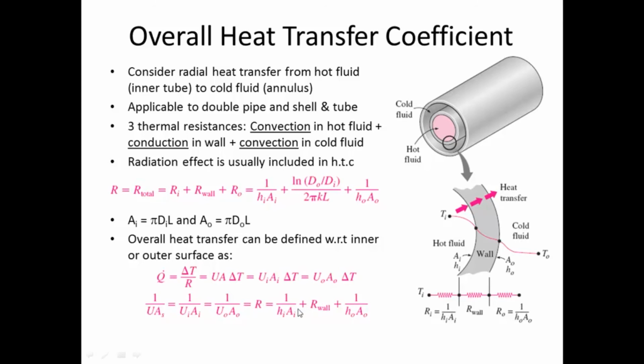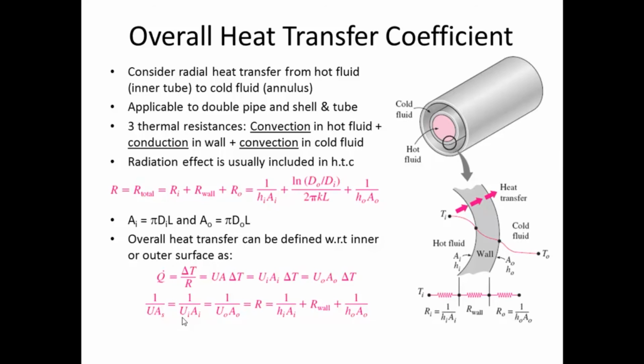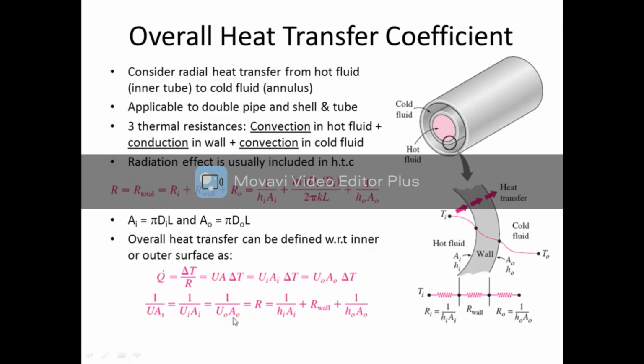If we compare the expressions here, we will find that UA is 1 by R, or in other words, 1 by UA will be the resistance R. Again, from these expressions it is seen that the overall heat transfer coefficient for the inner surface, UI, will have a greater value compared to UO, because UIAI has to be equal to UOAO, but since AO, the outer surface area, is greater, the overall heat transfer coefficient UO has to be lower than UI.